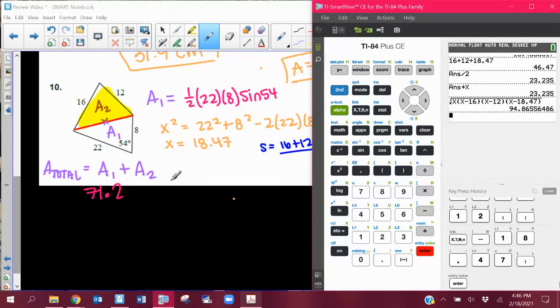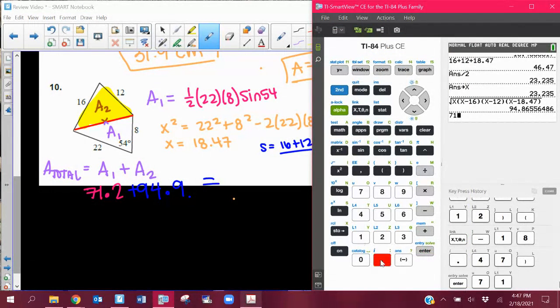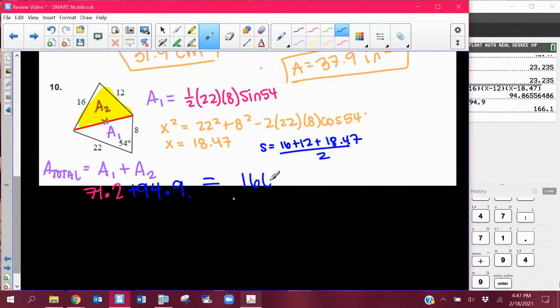It's kind of funny. I got a little different answer because I rounded differently before. So I get that this whole area of A2 is equal to 94 point, no, let's just do 9. I'm fine. And now if I add those two areas together, that'll be the area of the whole thing. Cool, 166.1. Again, be careful with rounding, but there's going to be a tolerance on here. It'll be okay if you're a couple decimals off because I understand if you round it differently.